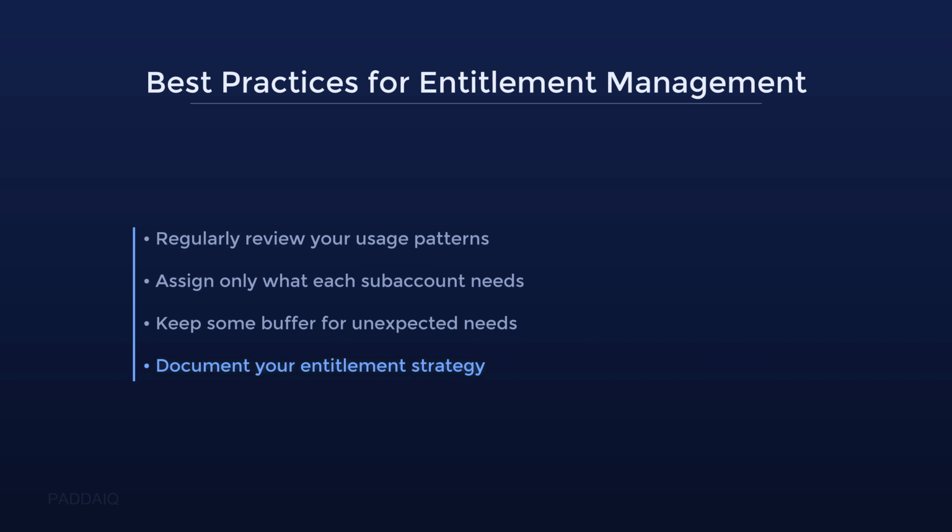Document your entitlement strategy. This means clearly writing down which services each team can access and why. For example, your development team gets the SAP HANA Cloud service, but your sales team does not. This creates a clear reference that prevents confusion and ensures resources are used correctly and securely.